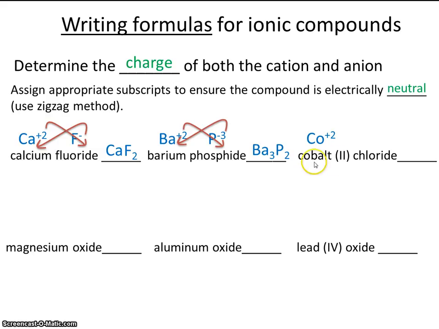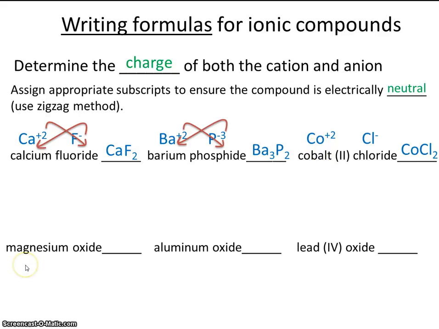Now, cobalt's a transition metal, so there would be no way of knowing what the charge was unless it was given to you. And chloride is in group 7A, and it always has a charge of -1. So let's zigzag them. So CoCl2, you need 2 chlorides to balance out 1 cobalt.